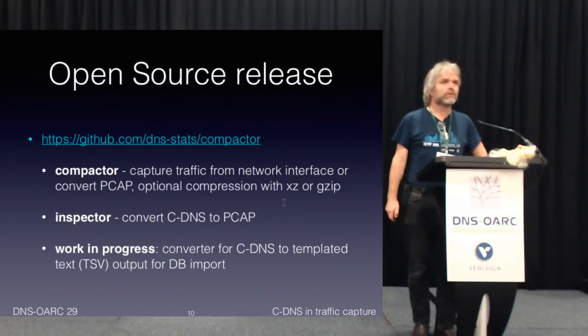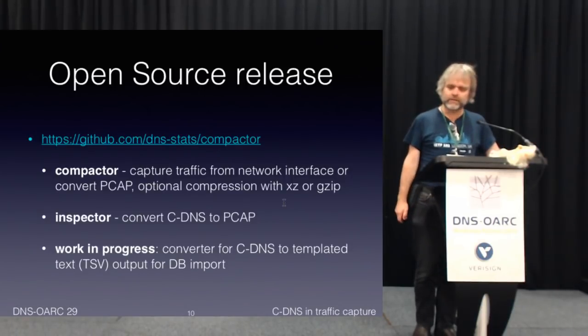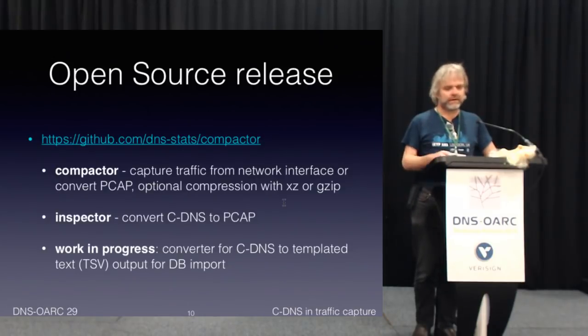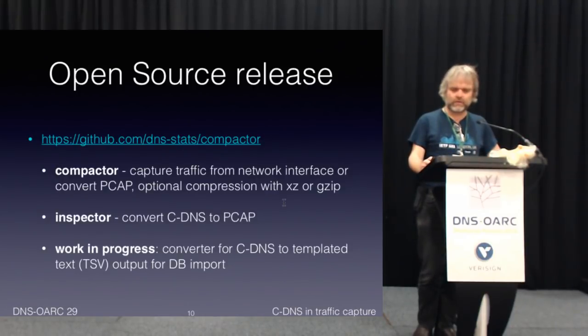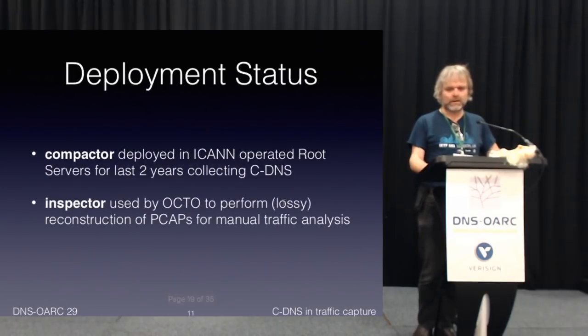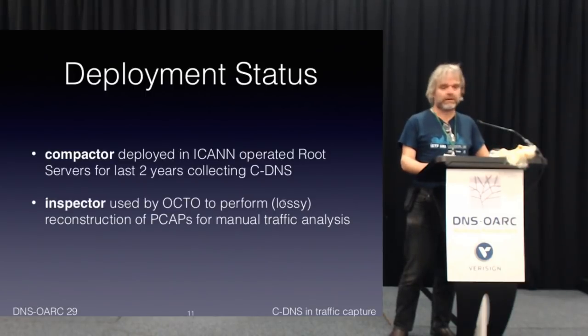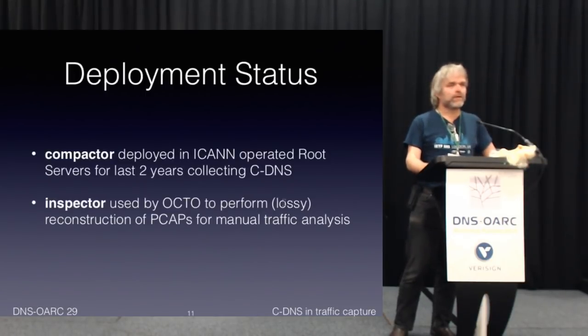We also have a third tool, which is a work in progress at the moment because we haven't actually decided what to call it. This converts basic items of CDNS data to text output based on a template file, and it's intended for producing formats for easy import into a database. The compactor has been deployed on ICANN-operated root servers for the last 2 years now, collecting CDNS, which is forwarded to some central data stores, where the inspector is used by OCTO to convert to PCAP as input to their analysis chains.